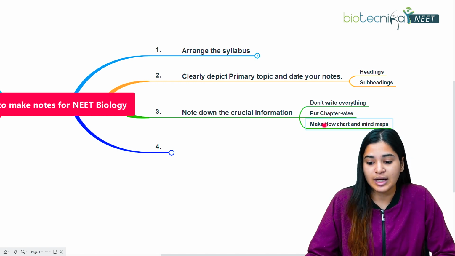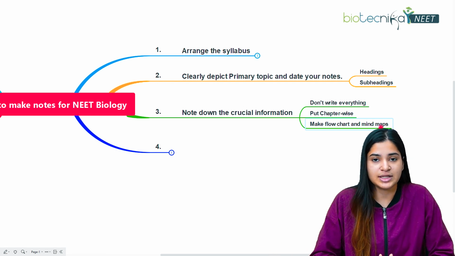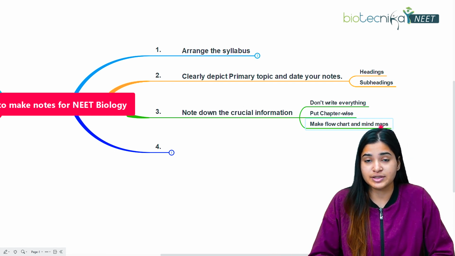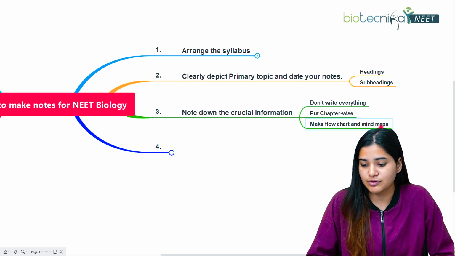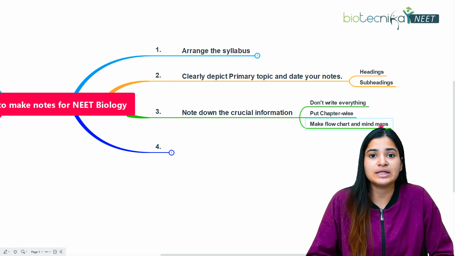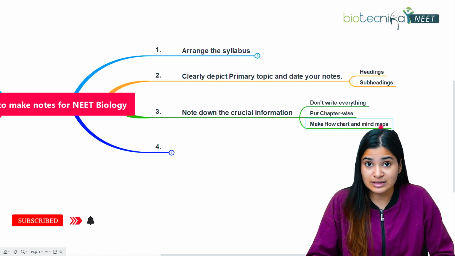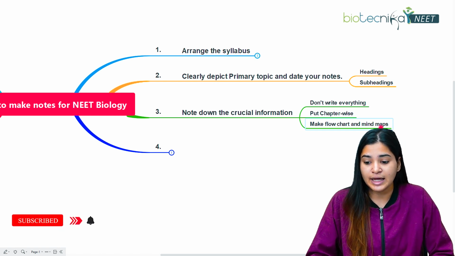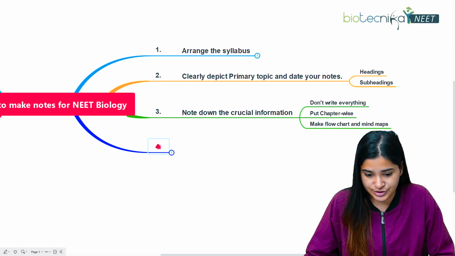Okay, and the third important point is make flowcharts and mind maps. Let's say you have something that is too long, too large to understand, and you can't write everything, prefer to convert it into a flowchart or mind map, so that you can easily understand it later. So try to put those lengthy concepts which you need to memorize into flowcharts or mind maps. Okay, so this is the third important point.